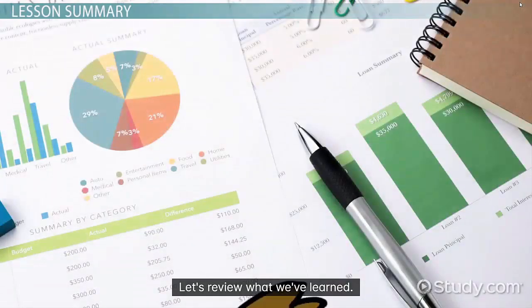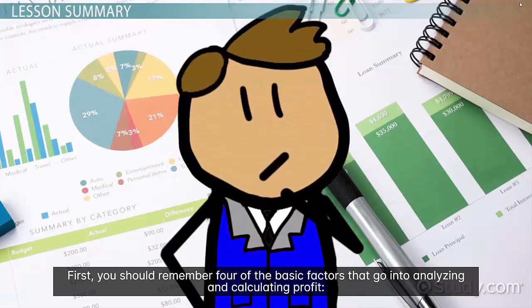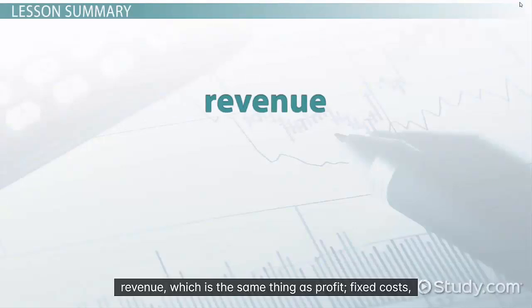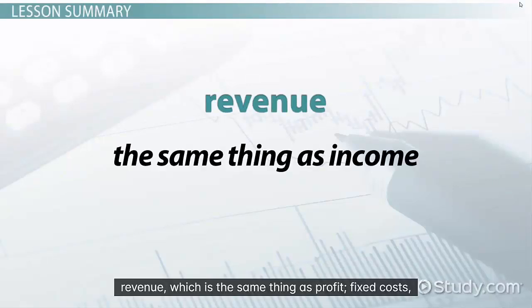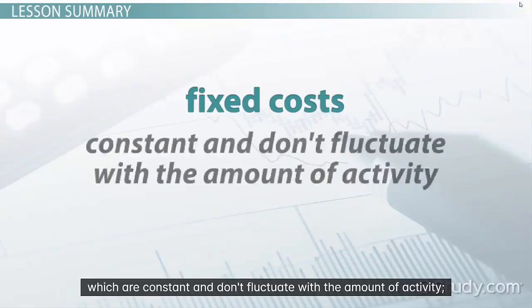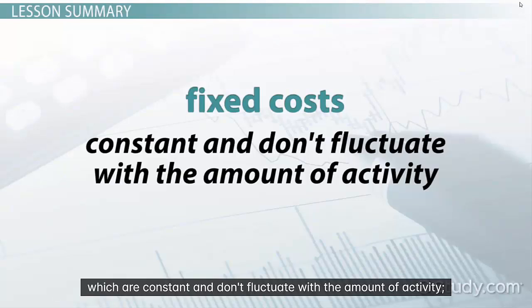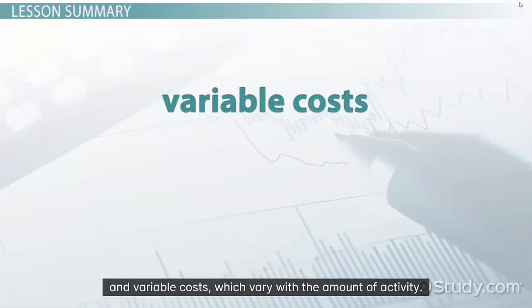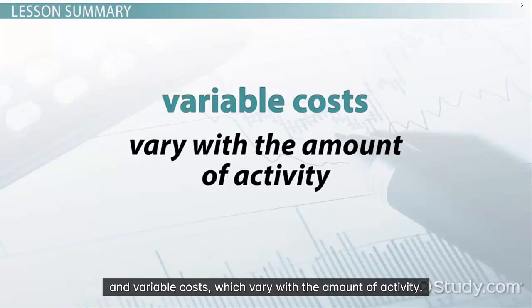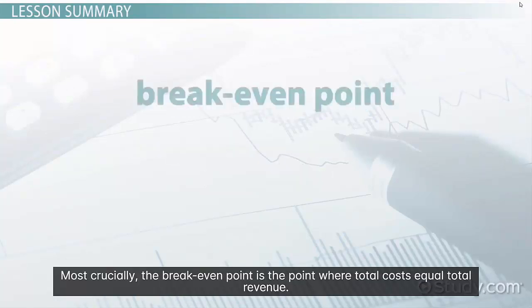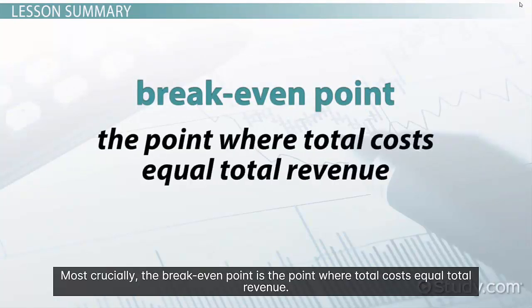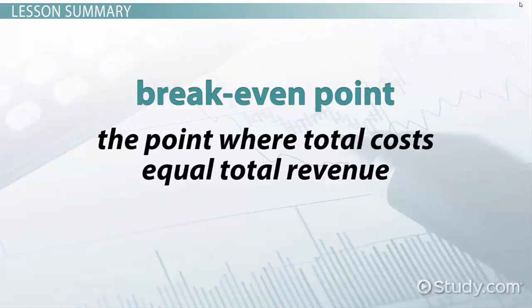Let's review what we've learned. First, you should remember 4 of the basic factors that go into analyzing and calculating profits. Revenue, which is the same thing as income. Fixed costs, which are constant and don't fluctuate with the amount of activity. And variable costs, which vary with the amount of activity. Most crucially, the break-even point is the point where total costs equal total revenue.